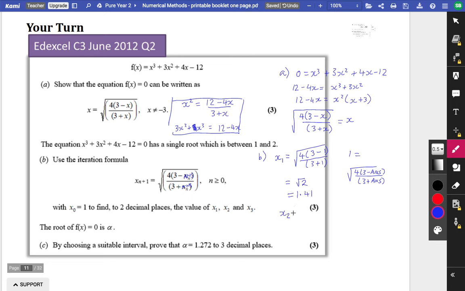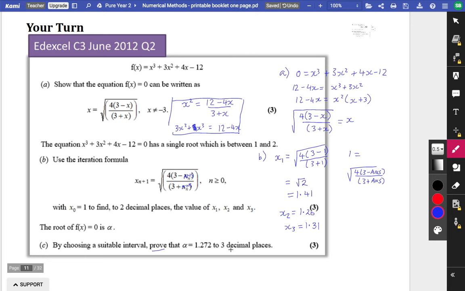Now I can just go straight in with my calculator. x2 is going to be 1.20 to 2 decimal places, and pressing equals again, x3 is going to be 1.31 to 2 decimal places. And it says by choosing a suitable interval, prove that alpha equals 1.272 to 3 decimal places.